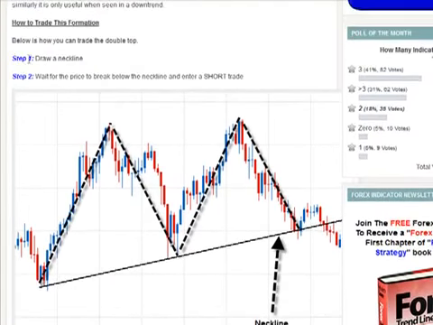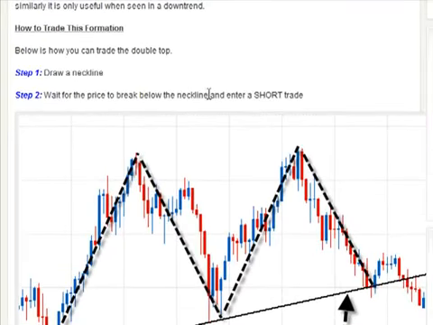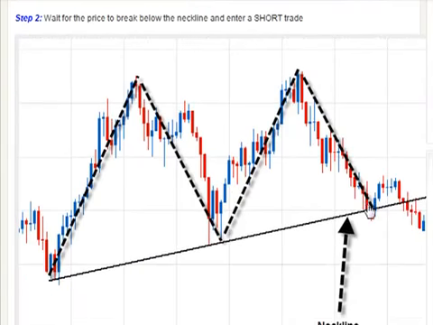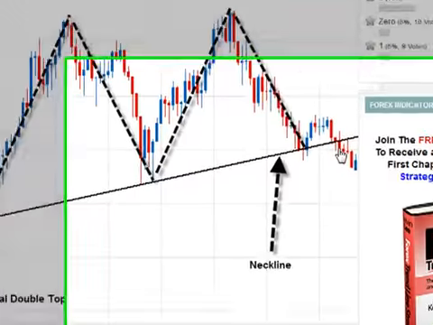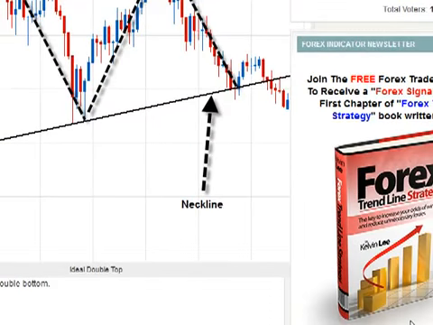Step 1, draw the neckline. You can see this is the neckline. Step 2, wait for the price to break below the neckline and enter a short trade. So what happened here, the price moved up. You can see it breaks below. Here, this is where it enters and makes the profits.